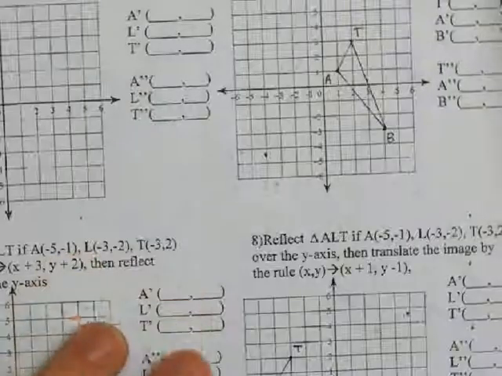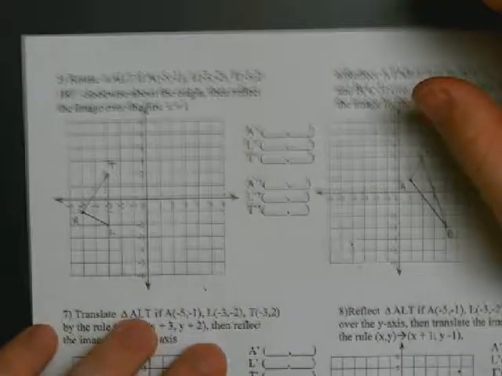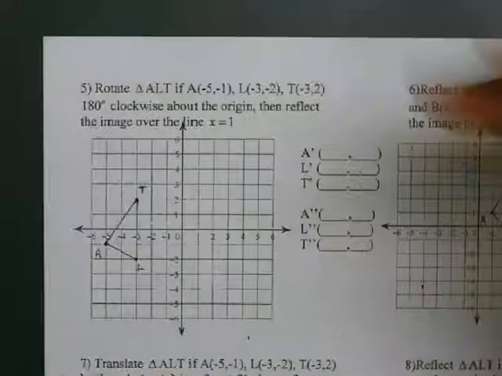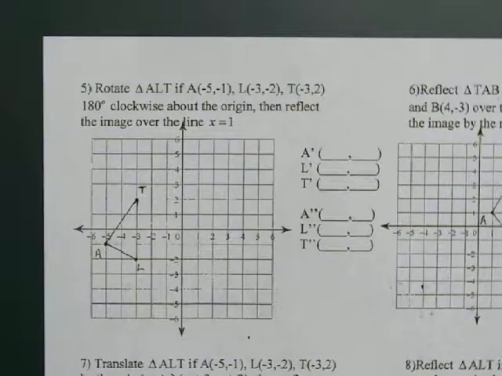Okay? So going to the back side, let's look at number 5. We'll look at number 5, do 2 more. Look at number 5. It says rotate triangle ALT if A is -5, -1. You see that.